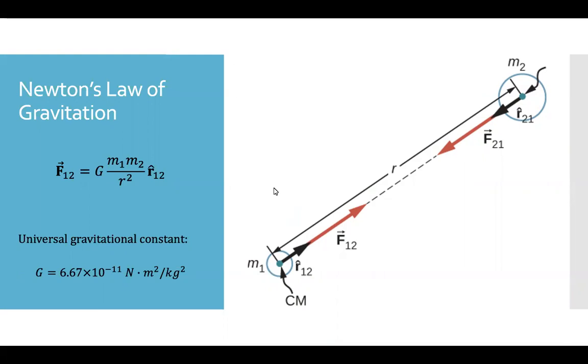Say, for example, we have two spherical objects. Those are the whole objects, these spheres here. And we have their centers of mass calculated out. From each of those centers of mass, they are separated by some distance r. So this is the separation distance here.